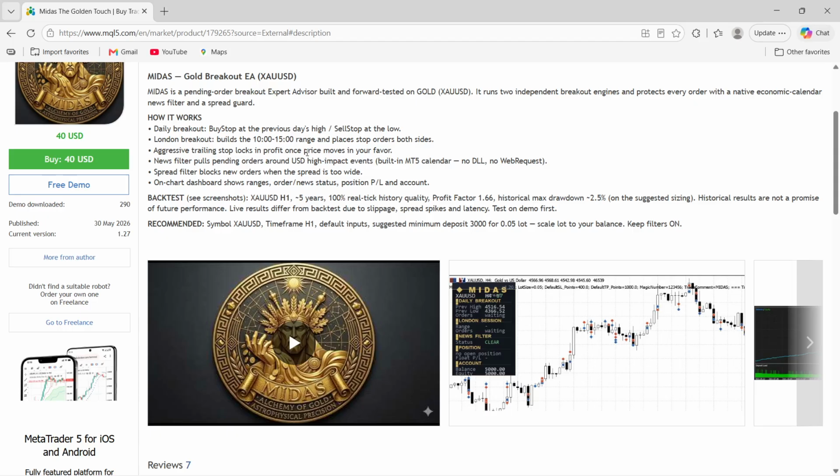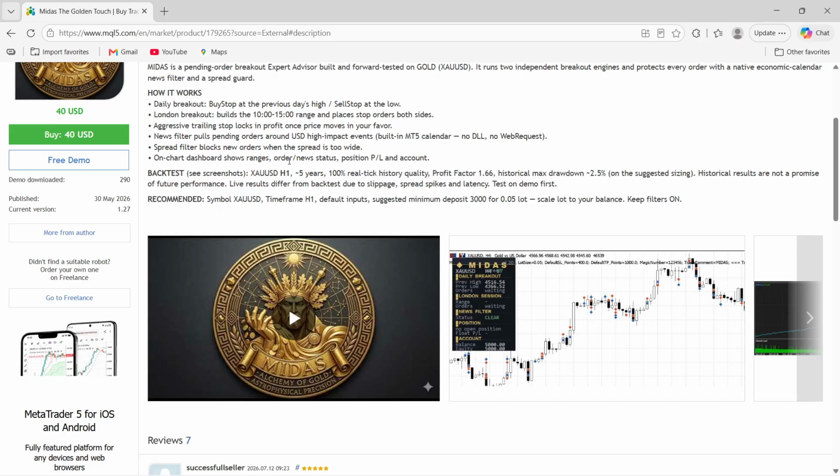The news filter pulls pending orders around USD high impact events. The spread filter blocks new orders when the spread is too wide. The on-chart dashboard shows ranges, order status, position, profit/loss, and account information.